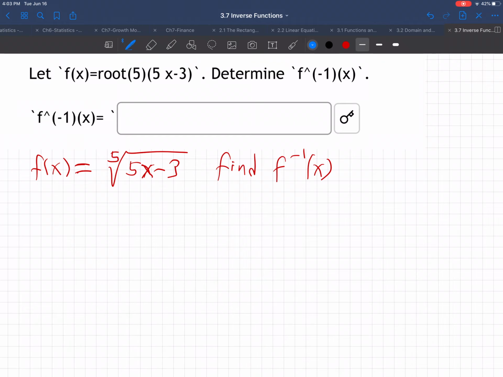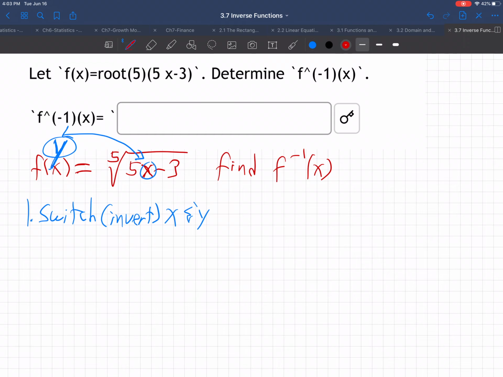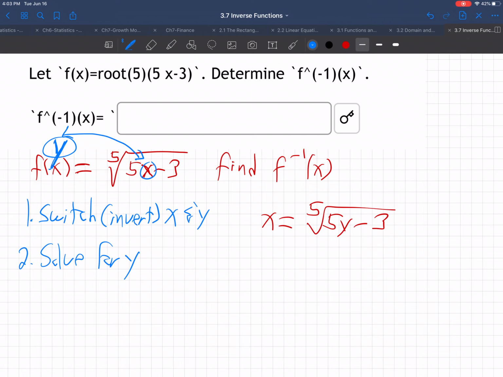Step number one, we switch or invert x and y. So this is y out here. Function values, f of x is always y. So x and y switch. So what do we have then? We have x on the outside and the fifth root of 5y minus 3 on the inside. Step 2, solve for y. In other words, get y alone.